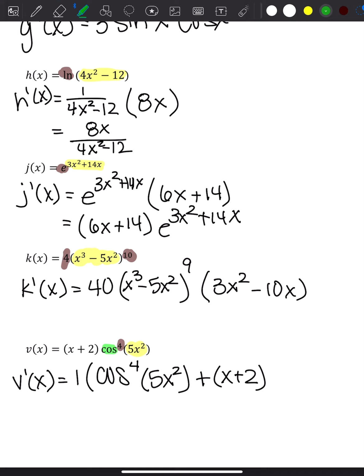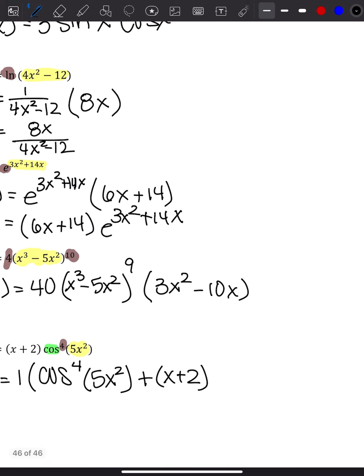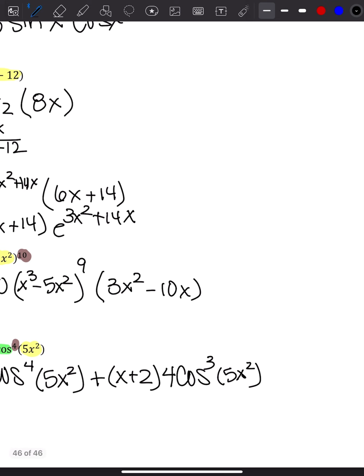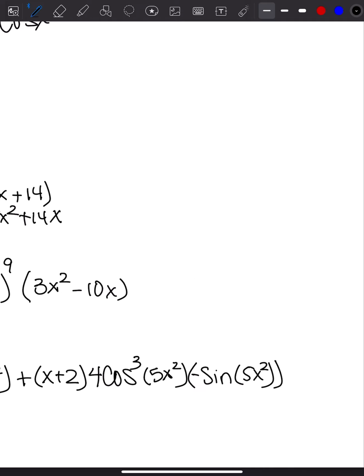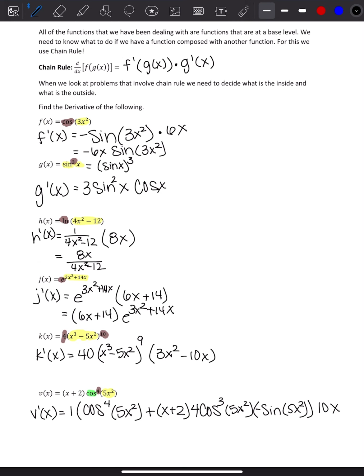So we need to deal with the outermost function first, then the middlemost function, then the insidemost function. So we are going to multiply this by, we're doing the 4 first, so I have 4 times, the inside function stays the same, and we take away a power. So 4 cosine cubed of 5x squared. Now we're going to deal with the cosine of 5x squared, so cosine's derivative is negative sine of 5x squared. And we still need to multiply this by the derivative of 5x squared. So 10x.